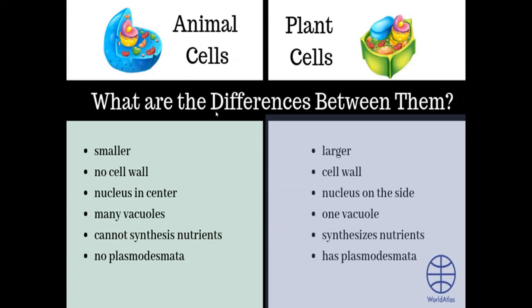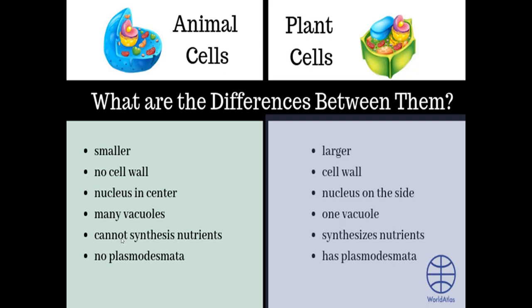Dear children, here is a difference between animal cell and plant cell. Animal cells are generally smaller in size, plant cells are larger in size. There is no cell wall in animal cell, whereas in plant cell, there is a prominent, definite, rigid cell wall. Nucleus is in the center in animal cell. In plant cell, nucleus is on the side. There are many vacuoles in animal cell, but in plant cell, there is one large vacuole.